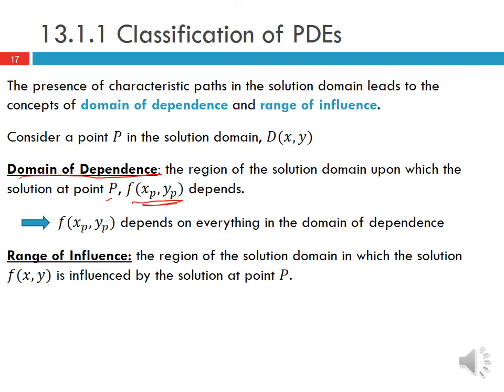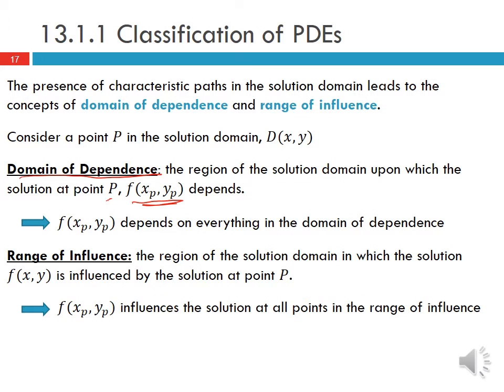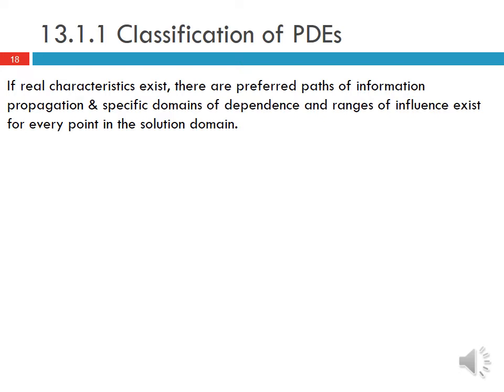The range of influence is the region in the solution domain at which the solution, f of x and y, is influenced by the solution at point P. So the solution at point P, which is f of xp, yp, influences all of the points in the range of influence. So if real characteristics exist, then there are preferred paths of information propagation, and we have these specific domains of dependence and ranges of influence for every point in the solution domain.